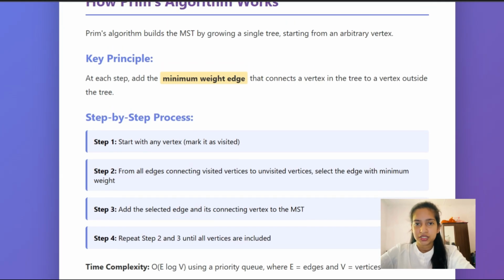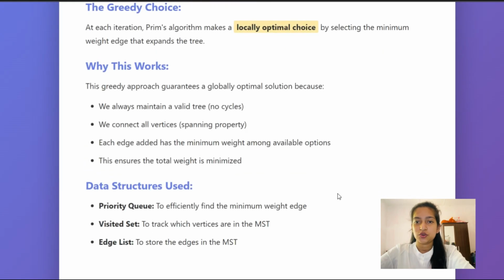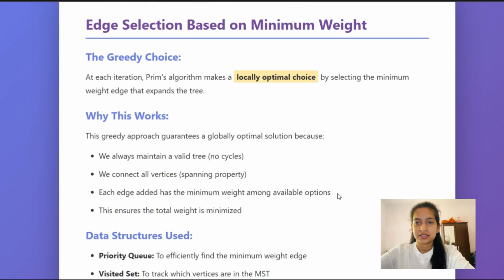In terms of efficiency, when implemented with a priority queue, Prim's algorithm runs in O(E log V) time, where E is the number of edges and V is the number of vertices. That's pretty efficient for most practical applications.